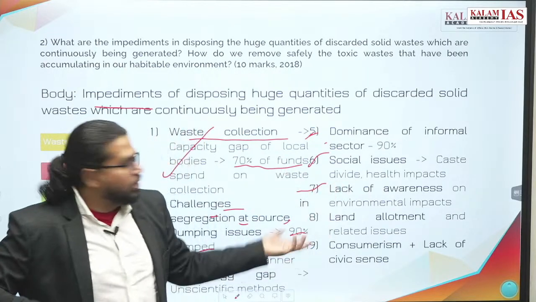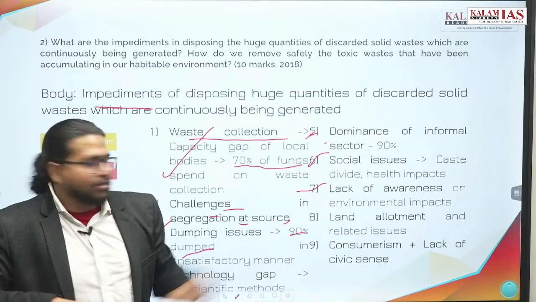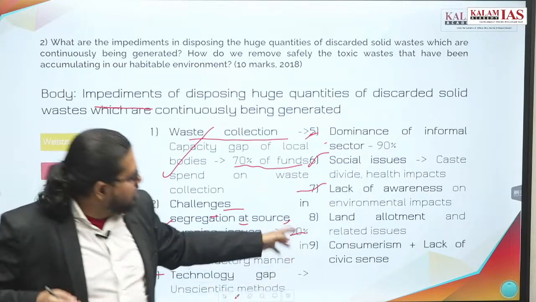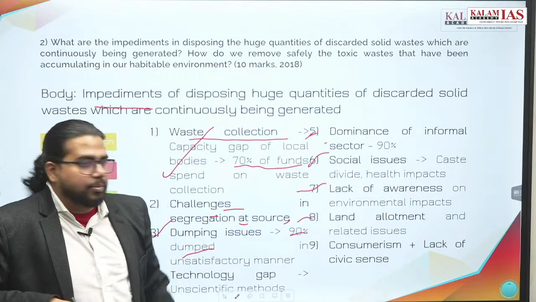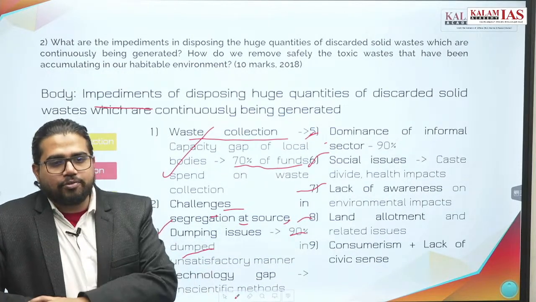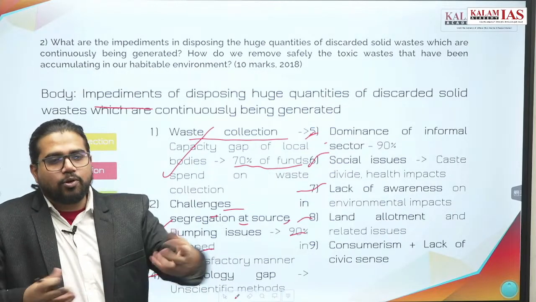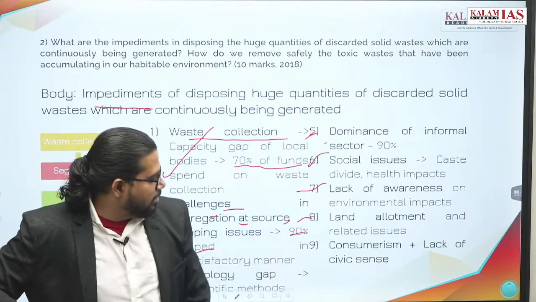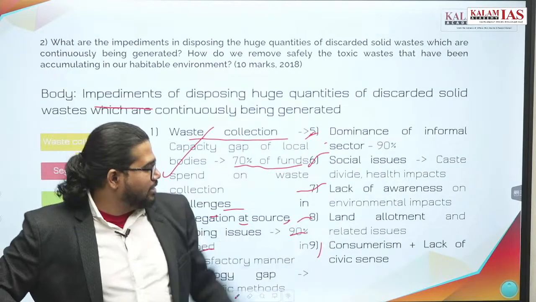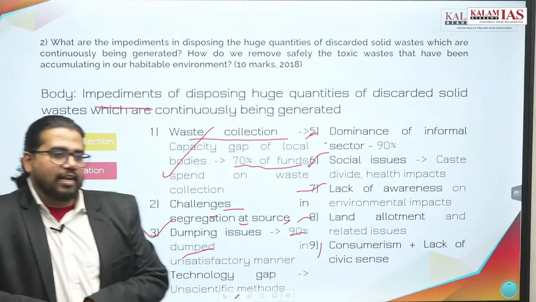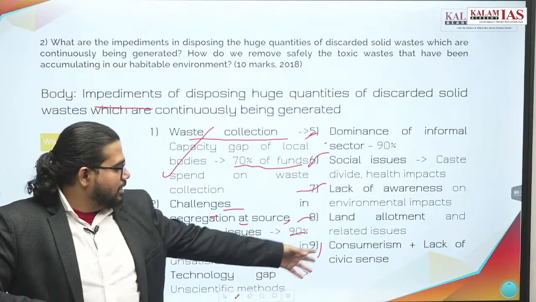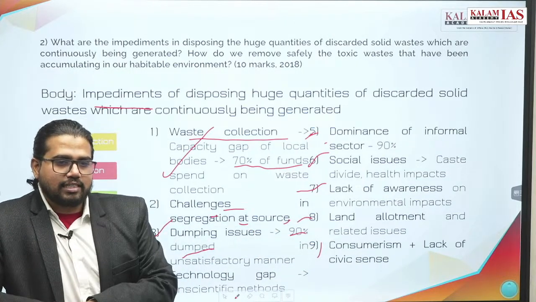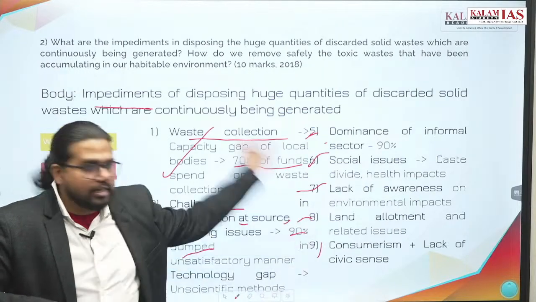Lack of awareness: local bodies have to do so much work, and they are not aware of the environmental impacts of so much waste. Land allotment: sometimes there will be protest. If some land is allotted for waste processing, there will be fear from the local community that their environment will be polluted. Secondly, the last point, you can write something related to consumerism and throwaway attitude. Even in cities you can see people with big education still throwing waste on the road, with no civic sense. All this you can connect with it.